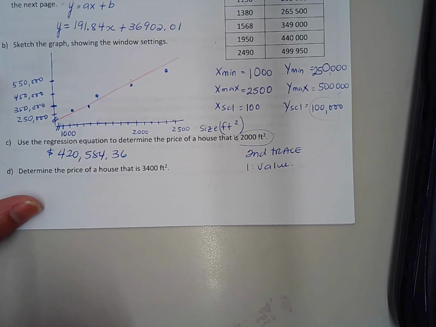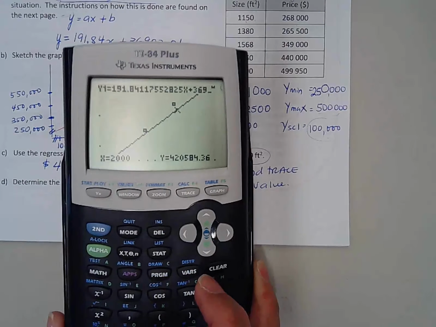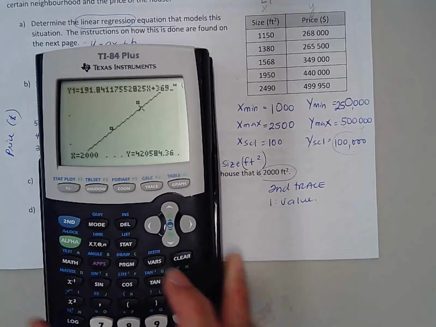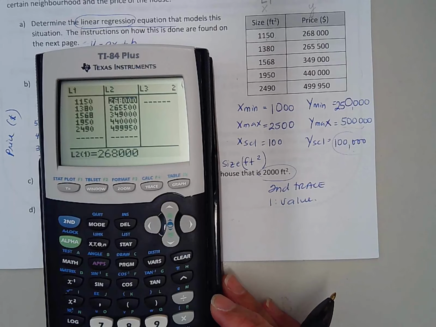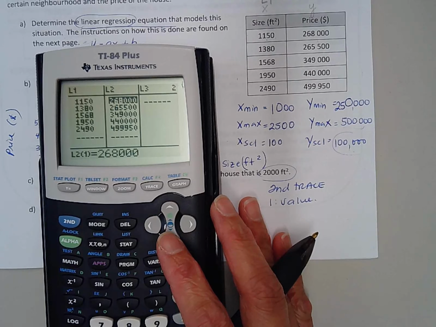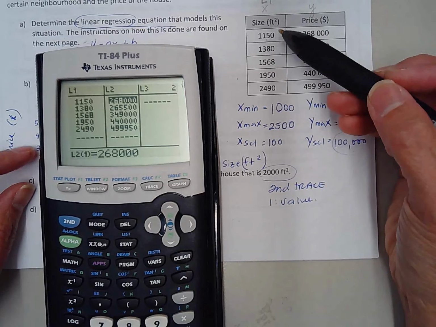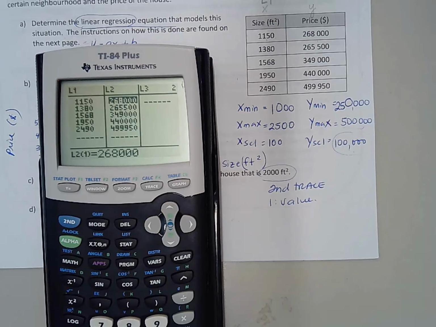I got a different number. Oh, you got a different number? Yeah, I got 420,470.76. Okay, that's interesting. Go back to your stat, edit. I'm gonna go back and double check. Oh no, I see my error already. Sorry. No, it's okay.